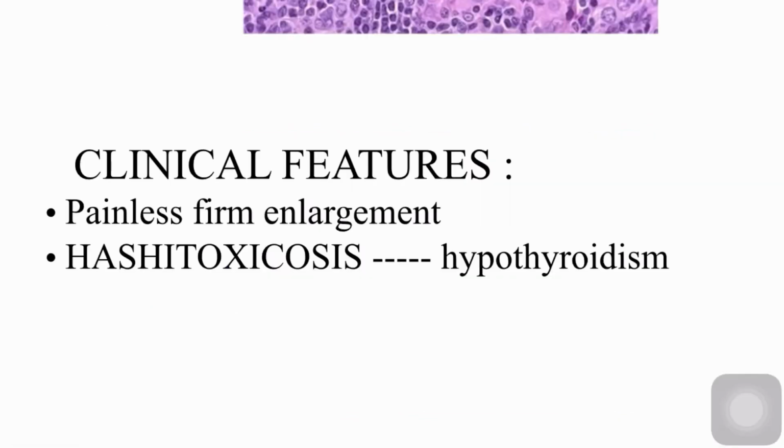The clinical features of Hashimoto's thyroiditis are painless firm enlargement of the thyroid gland, and there is Hashitoxicosis, that is a transient hyperthyroid phase or a sudden hyperthyroidism, and then it is followed by hypothyroidism. This Hashitoxicosis is actually caused by the destruction of the thyroid gland by the inflammatory cells, that is the lymphocytes, which release the preformed thyroid hormones, thus causing the hyperthyroid state, and later it is followed by the hypothyroid state.